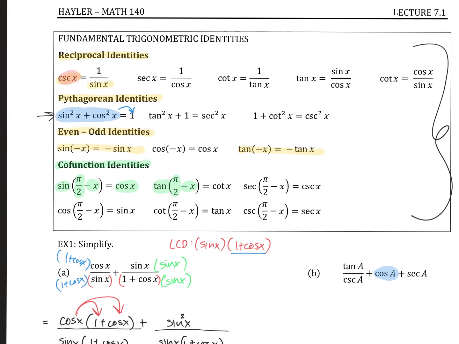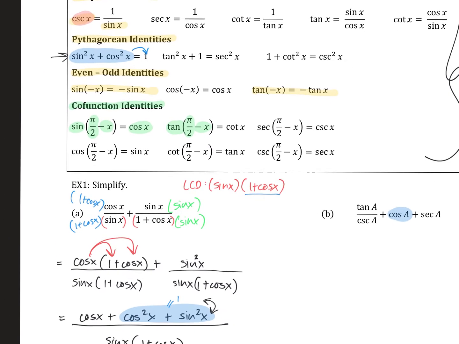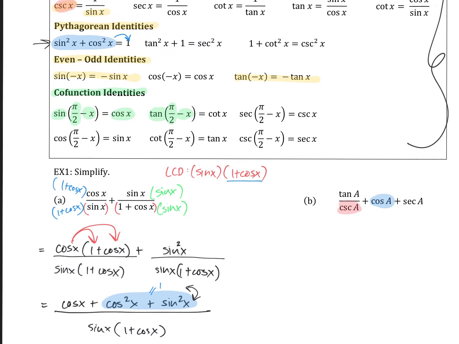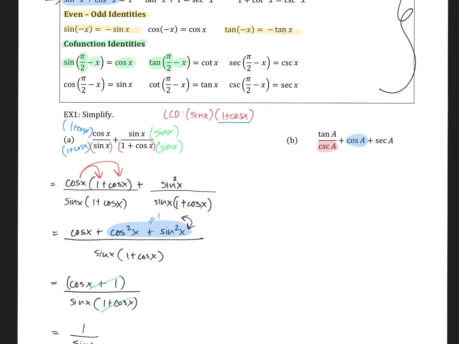Tangent A over cosecant of A. Do I see that anywhere? No. But I do know that cosecant is the reciprocal of sine. So I'm going to go ahead and split this up a little bit. Let me bring this in. So this is going to equal tangent A times 1 over cosecant of A plus cosine of A, so that one's already in a good form, and then secant of A.